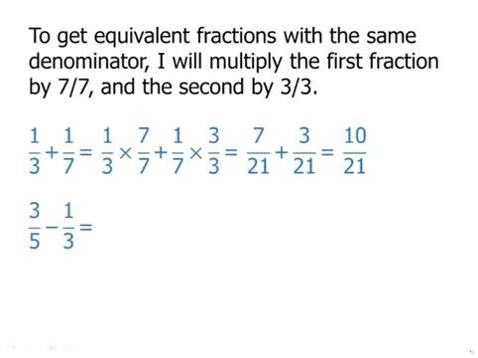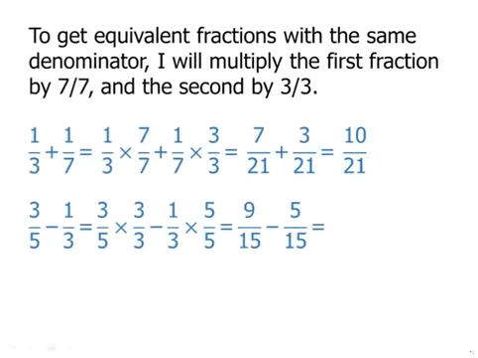Another example, 3/5 minus 1/3. Multiply the first one by 3 over 3, the second one by 5 over 5. We get 9/15 minus 5/15. 9 minus 5 is 4. That's 4/15.